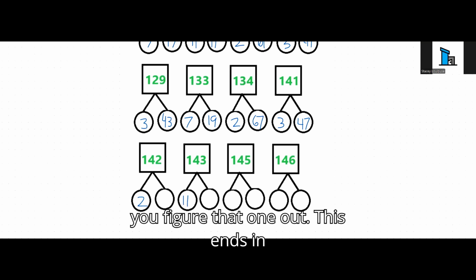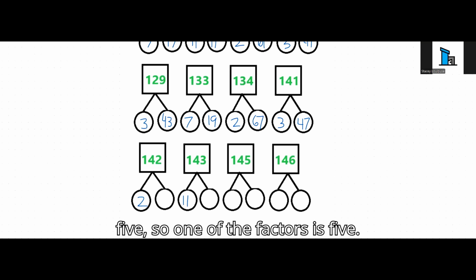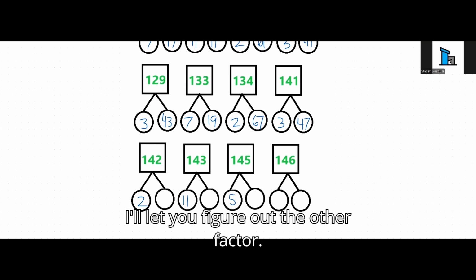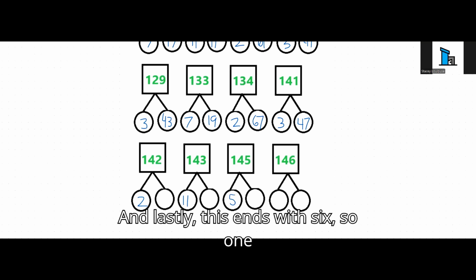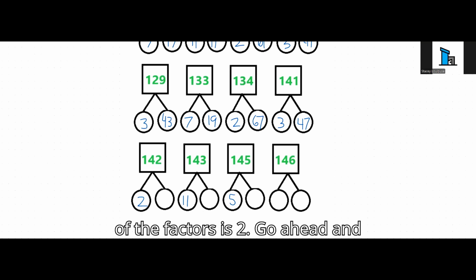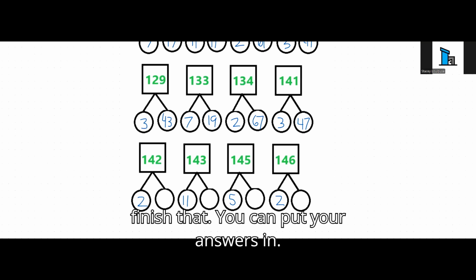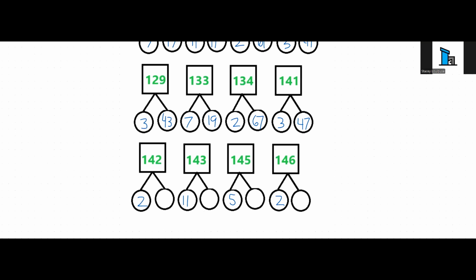This ends in 5, so one of the factors is 5. I'll let you figure out the other factor. And lastly, this ends with 6, so one of the factors is 2. Go ahead and finish that. You can put your answers in the comment box.